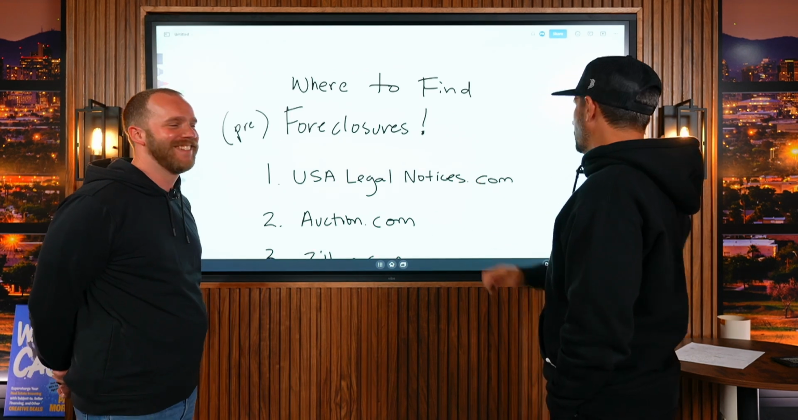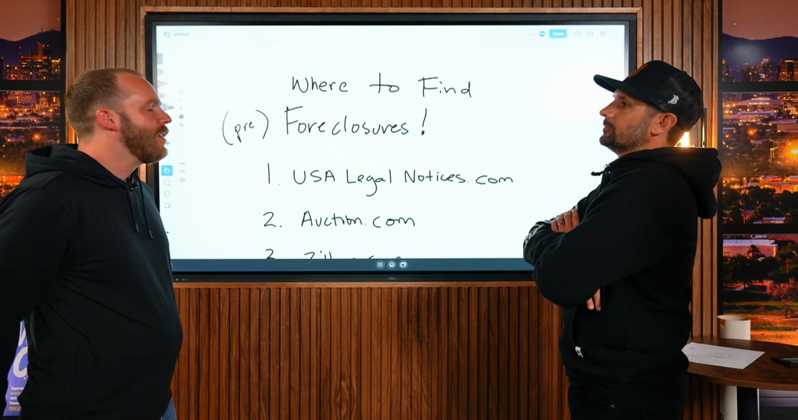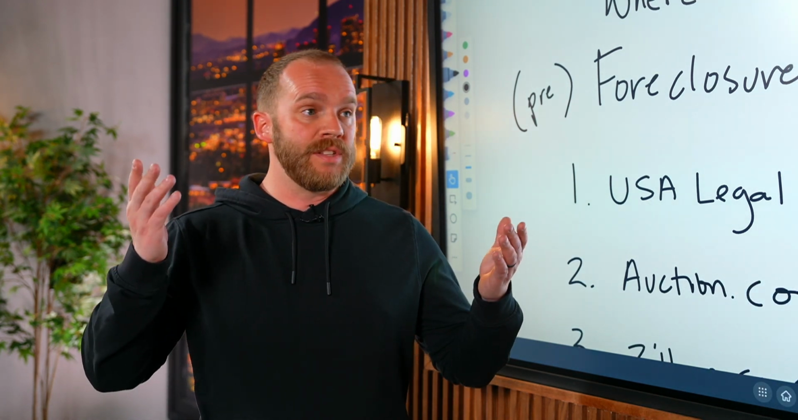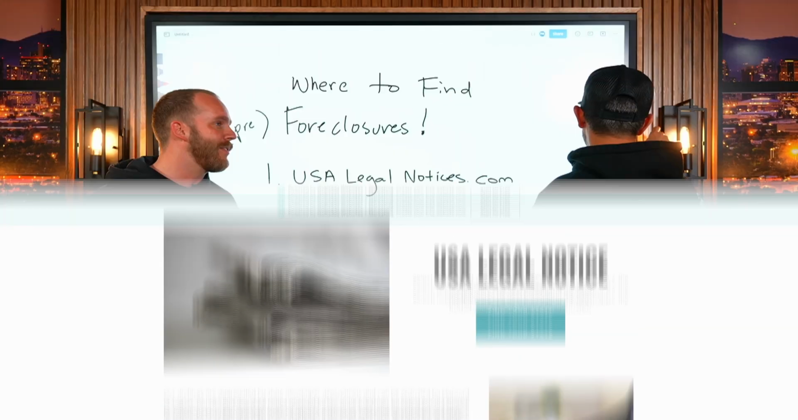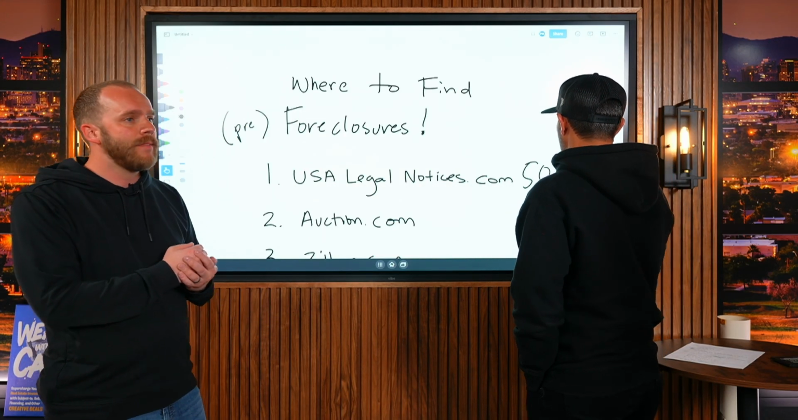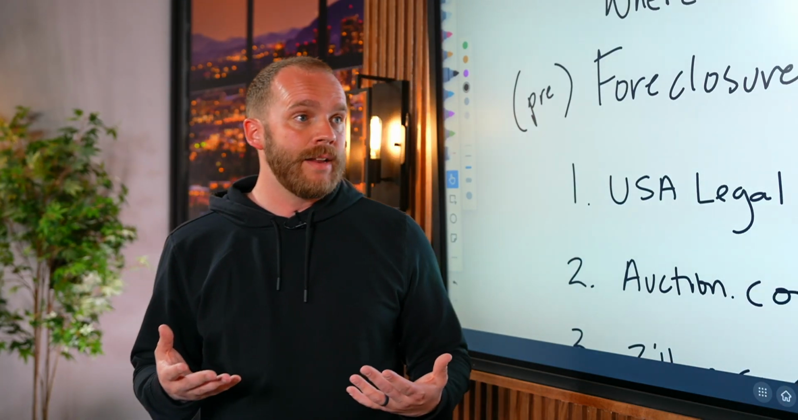Okay, so where am I going to find my pre-foreclosure information, Michael? So the first thing you have to do, and we talked about this in the last video, is the first step is finding that data. Now we had mentioned the first one, USA Legal Notices. This applies to all 50 states. No matter where you live, you don't have an excuse. Log on here, click your state, put a few keywords in, pre-foreclosure, trustee sale, anything like that, and you'll immediately have the notices, and those update daily.